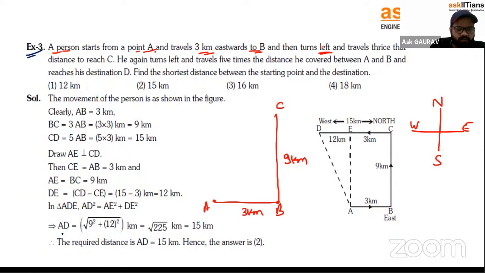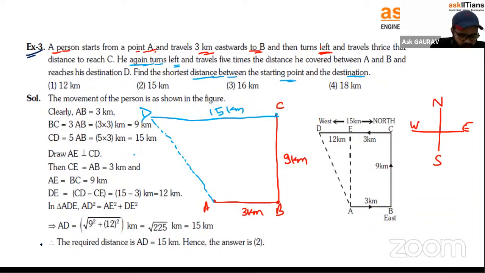Is that clear now? Now, he again turns left. Suppose you are standing at point C. Now, what is left to you? Left to you will be this direction and he travels 5 times the distance he covered between A and B. 5 times means 15 kilometers he will cover. 15 kilometers, right? To reach the destination at D. Find the shortest distance between the starting point and the destination. You have to find only A and D, right?